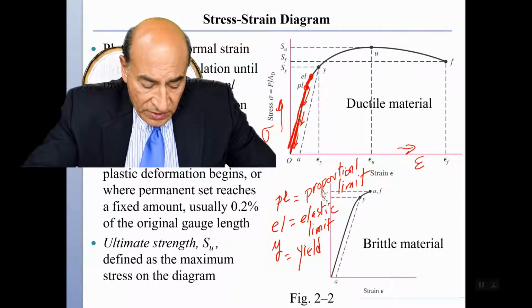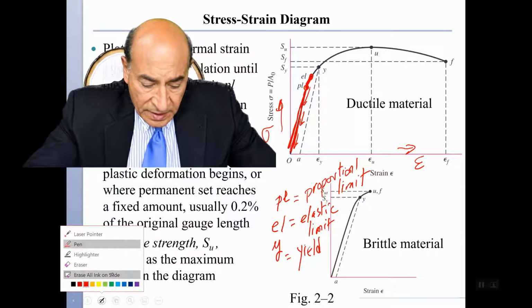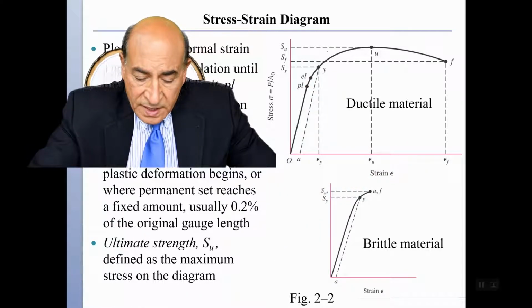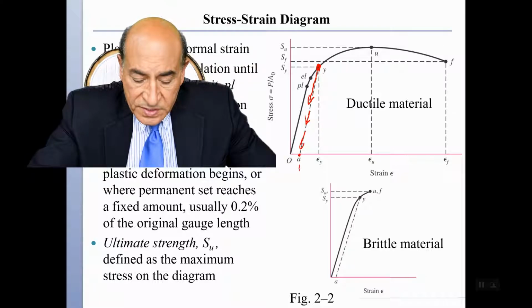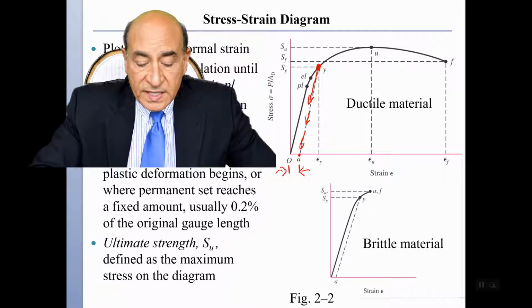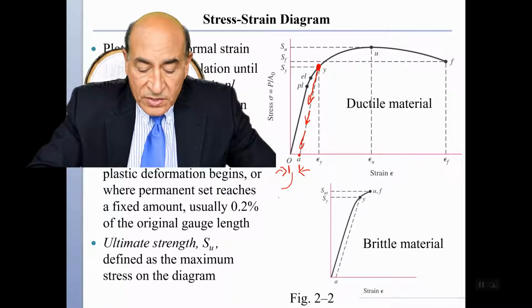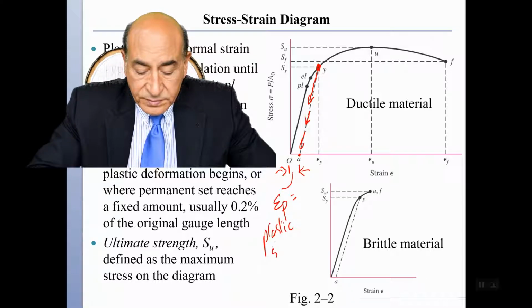So if we look here, we see that the unloading from the yield point is going to follow this path. This is a linear path, and we get down to this strain that remains in the material, and this strain, we're going to call it epsilon sub p, and epsilon sub p is a plastic strain.